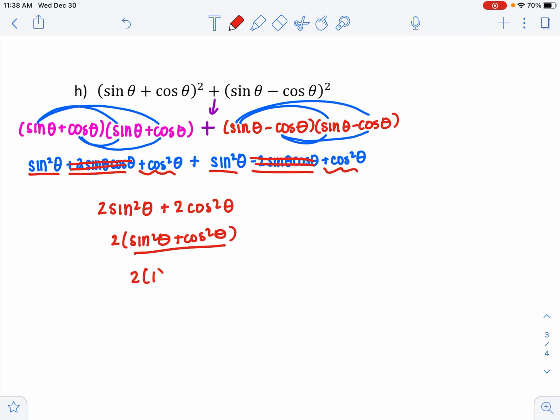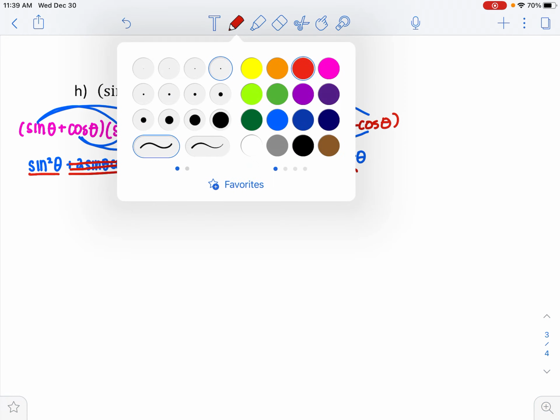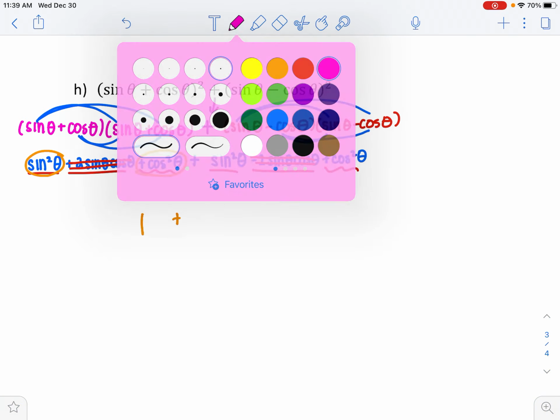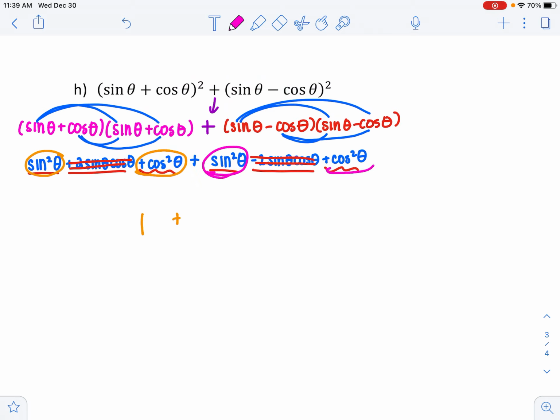And this is 1, so 2 times 1 is 2. That's one way of doing it. Or you can look at it even faster way. I have a sine squared plus cosine squared, which is 1 plus. And then I have a sine squared plus cosine squared, which is 1. 1 plus 1 is 2. I like that way better.